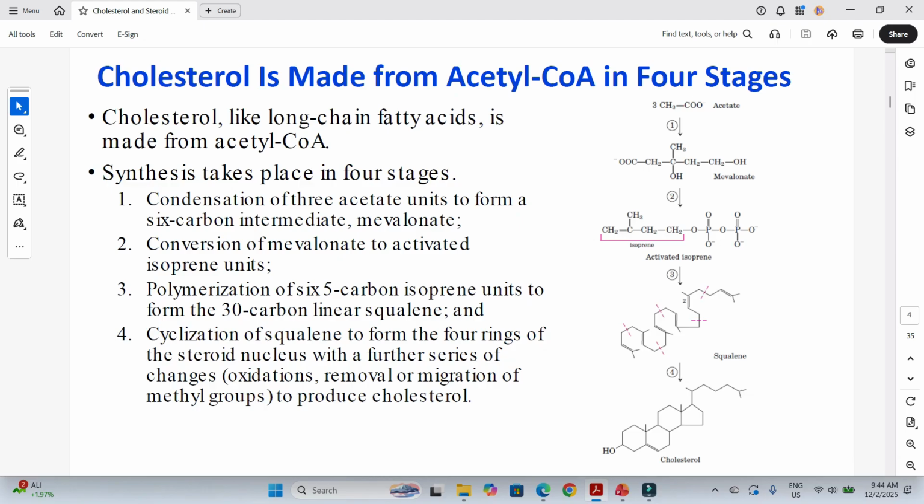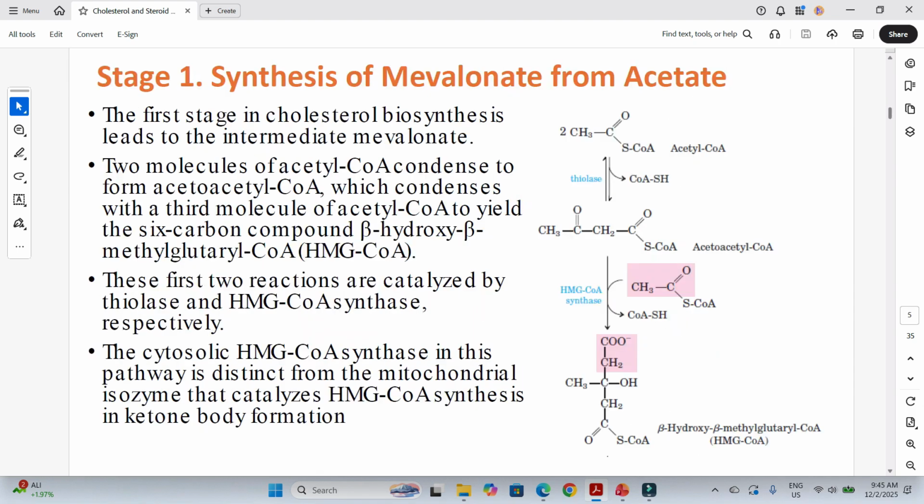Then the fourth step is the cyclization of squalene to form the 4 rings of the steroid nucleus, with a further series of changes like oxidation and migration of methyl groups to produce cholesterol. So the 4th stage in the biosynthesis of cholesterol is the transformation of squalene to cholesterol. Okay, now let us examine these 4 stages in detail.